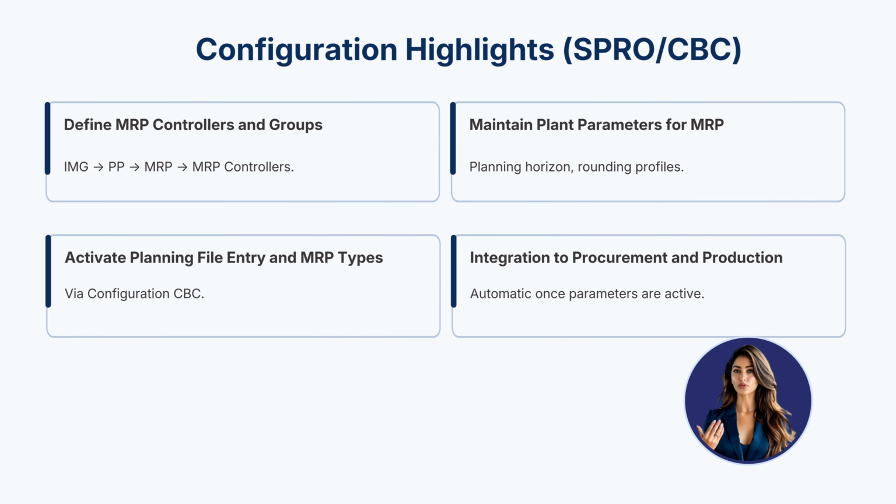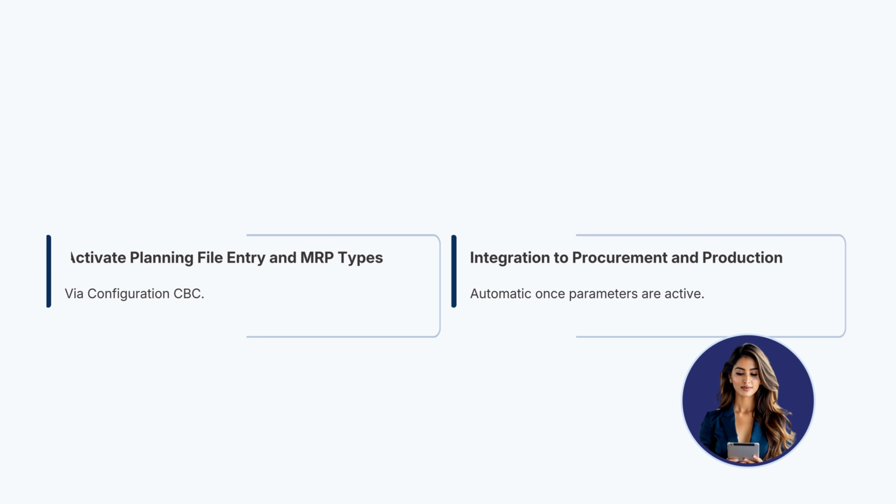Configuration defines how MRP behaves globally. You define MRP controllers and groups in SPRO under production planning. Plant-level parameters set planning horizons and rounding profiles. CBC configuration activates MRP types and file entries. Once configured, procurement and production integrate seamlessly with planning logic.